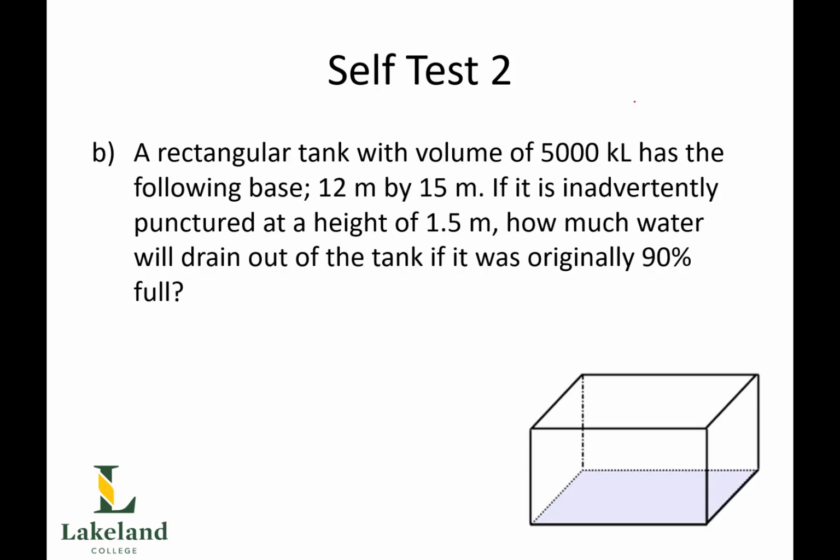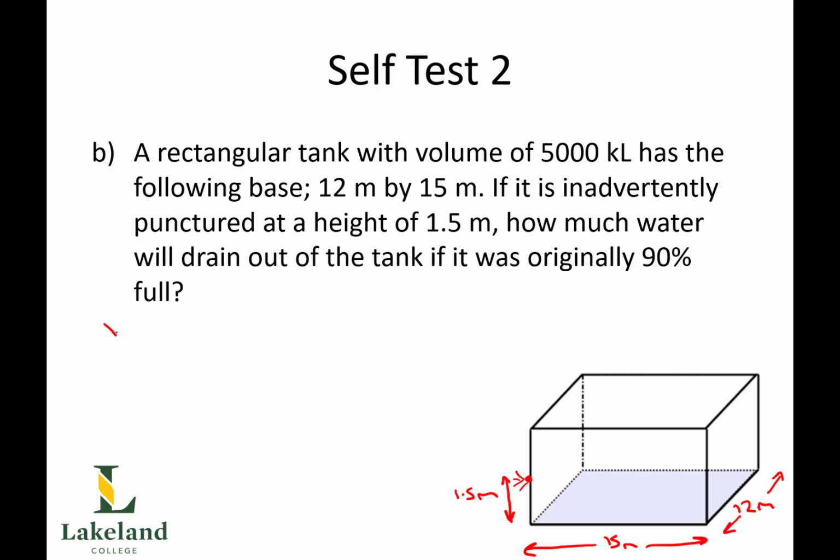So for part B, we've got a rectangular tank with a volume of 5,000 kilolitres, and it has the following base. So 12 metres by 15 metres. Let's go ahead and label that up. So 12 metres by 15 metres. And it doesn't matter which side you label as this, as long as we get one and the other on the base. If it's inadvertently punctured at a height of 1.5 metres, so let's say we puncture it there, 1.5 metres, and it's going to spurt water out, obviously. How much water will drain out if the tank was originally 90% full?